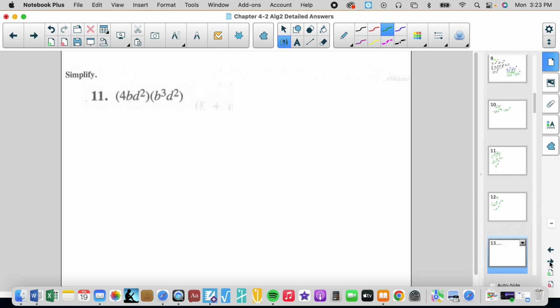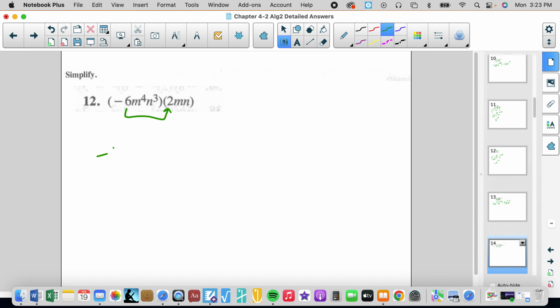Notice no squaring outside of the parentheses. So we're just multiplying 4 times the coefficient, which is 1. So 4, we have b to the first, b to the third, 1 plus 3, and d to the 2 plus 2. So our answer is going to be 4, b to the 4th, d to the 4th. A lot of 4s there.